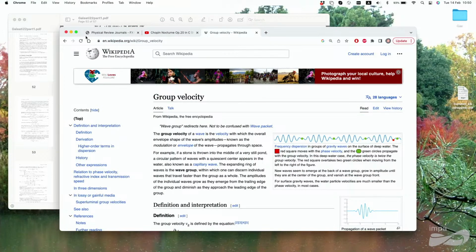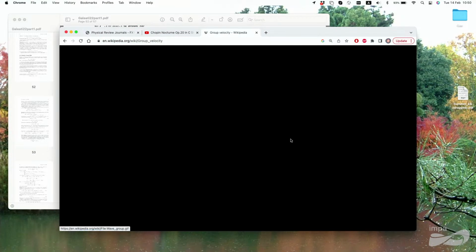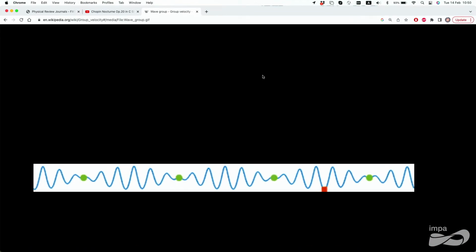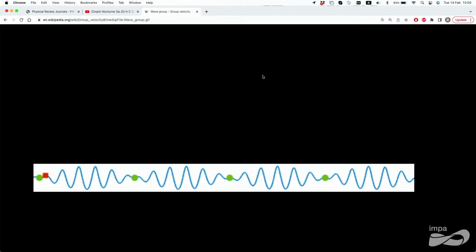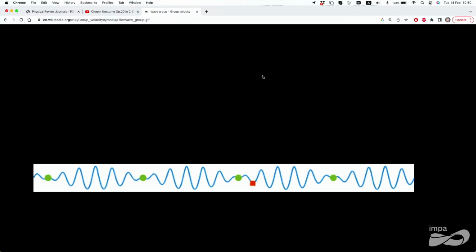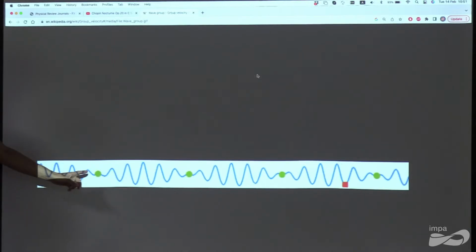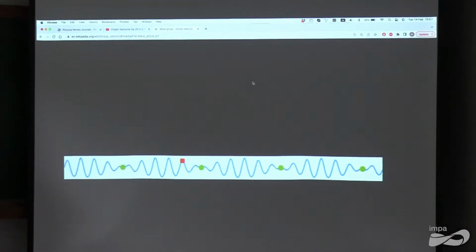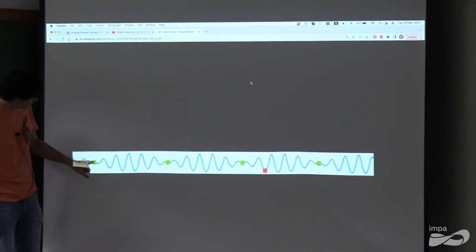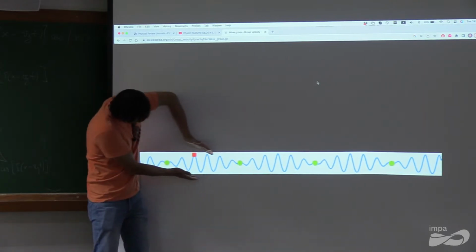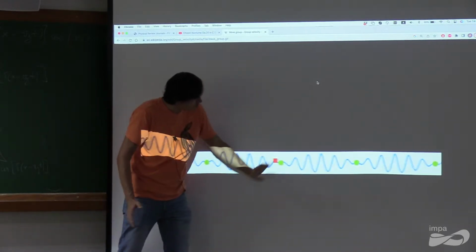Okay. Let's see how we do it. That's exactly the solution we have. What you see is that there are two speeds here. One is the envelope, and the speed of the envelope you can more or less follow by looking at the green spots. The green spot is the point in the middle. The point in the middle moves with the group speed because it defines the speed with which the full envelope is moving.